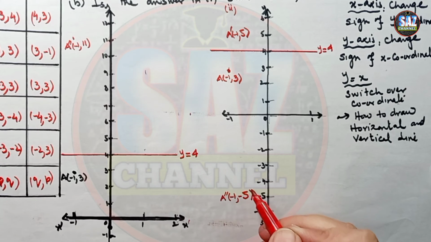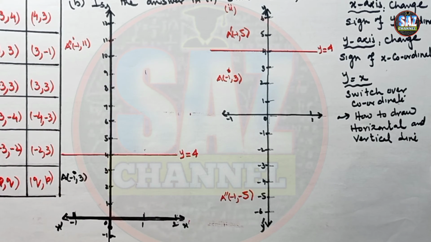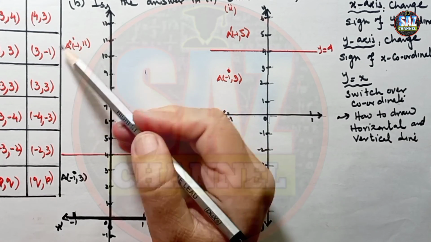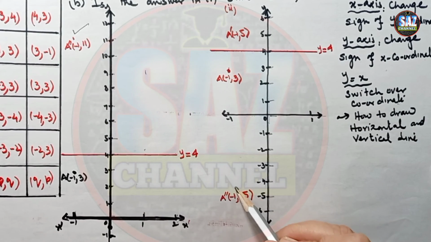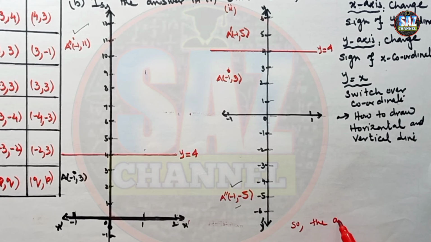Now the final part says, is the answer in 1 the same as the answer in 2? If we compare the answers, in the first part the final answer was (-1, 11), but in the second part the final answer is (-1, -5). So we can say that the answers are not the same. So the answers of the two reflections are not the same.